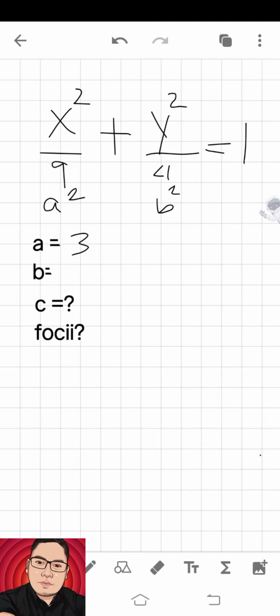And for our letter b, the value of b for the minor axis is 4. So determine the root of 4, and that is 2. It means that there are 2 units going to the minor vertices.